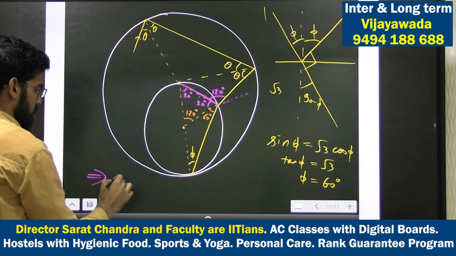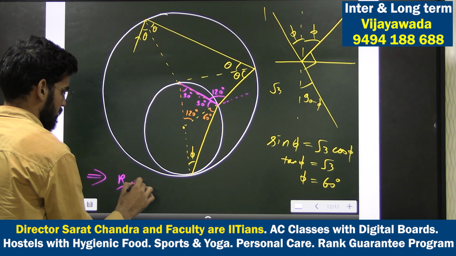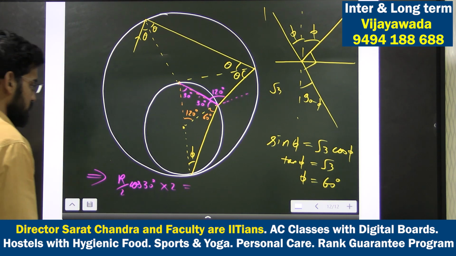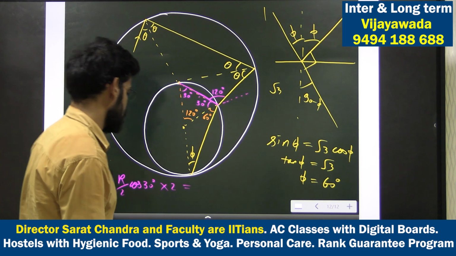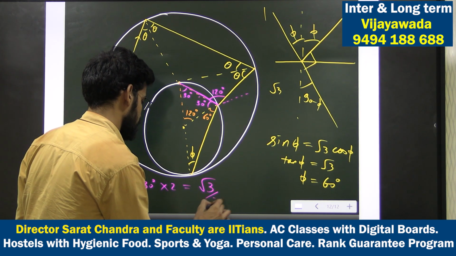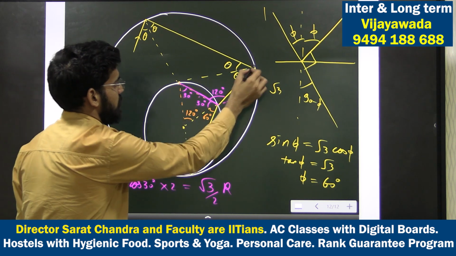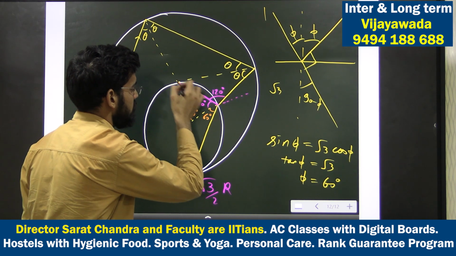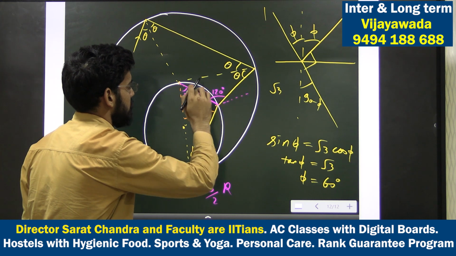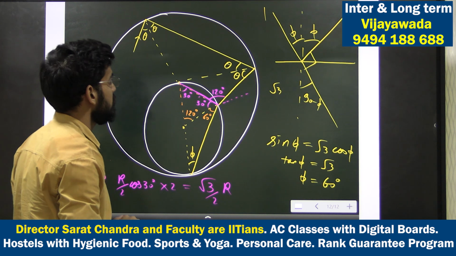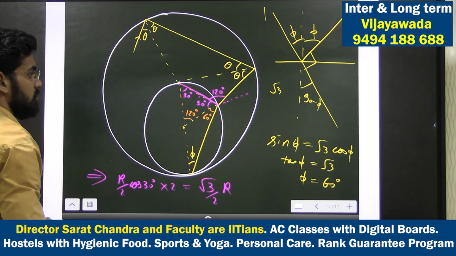So that will be how much? R by 2 cos 30 into 2 times. This is R cos 30 only. So R cos 30, sin 60, root 3 by 2, right? So root 3 by 2 into R, that came this line. Now in this triangle, you apply Snell's law, because this angle I know, and this angle I know, this angle I want to calculate, and this side I know, right?